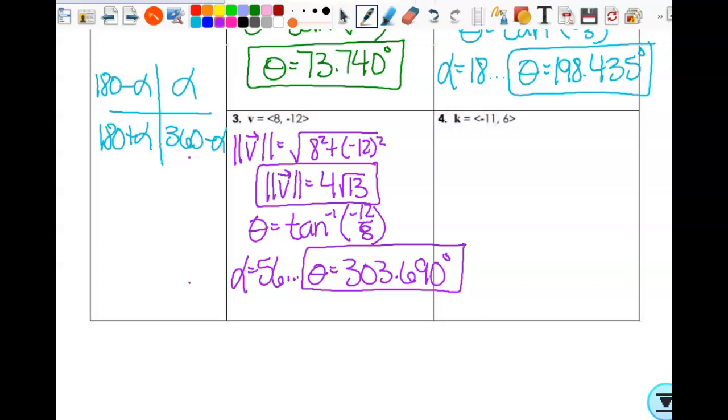Okay, so we're not going to do all of number 4. Just tell me, what quadrant would this angle be in? Second. Okay, so once we get alpha, what would we do with alpha in the second quadrant? Good. 180 minus alpha is what we do there. Okay, make sense? Good? What questions you got? All right.